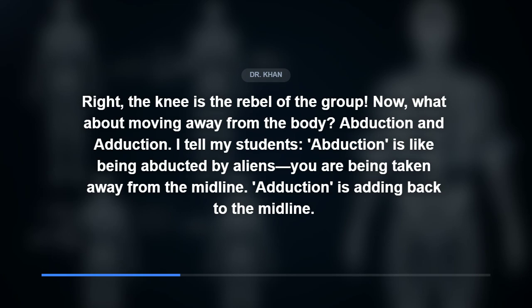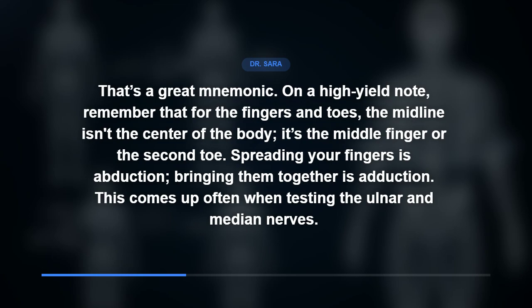Abduction and adduction. I tell my students, abduction is like being abducted by aliens. You are being taken away from the midline. Adduction is adding back to the midline. That's a great mnemonic. On a high-yield note, remember that for the fingers and toes, the midline isn't the center of the body. It's the middle finger or the second toe.